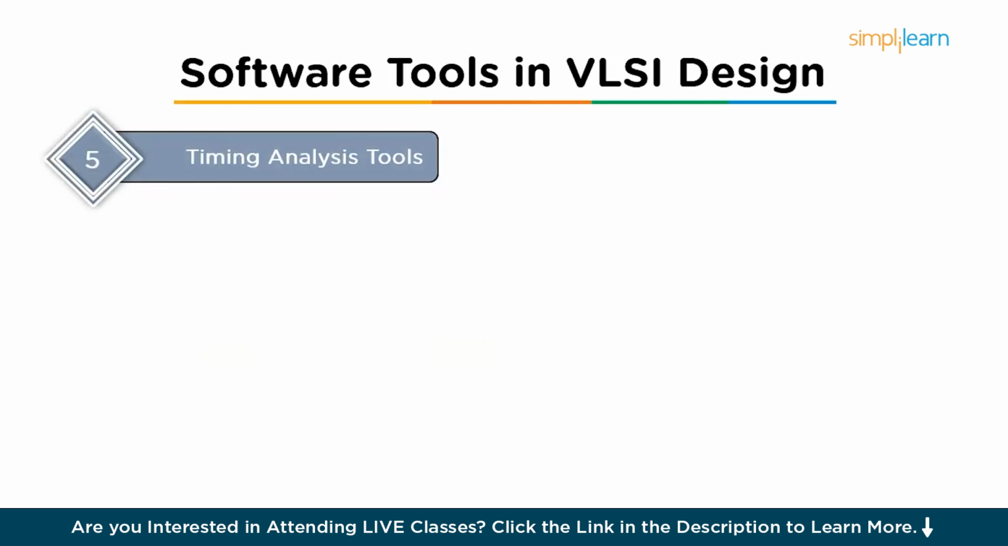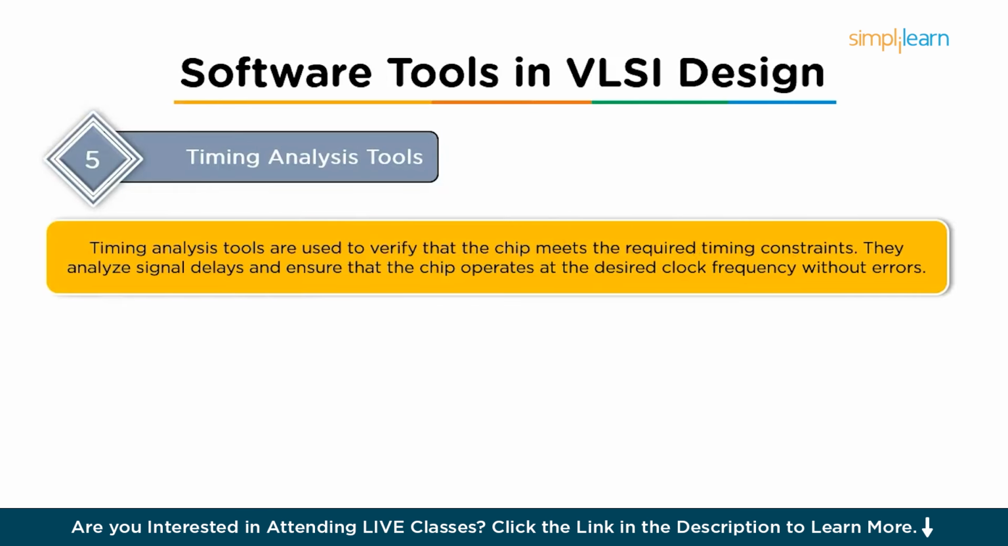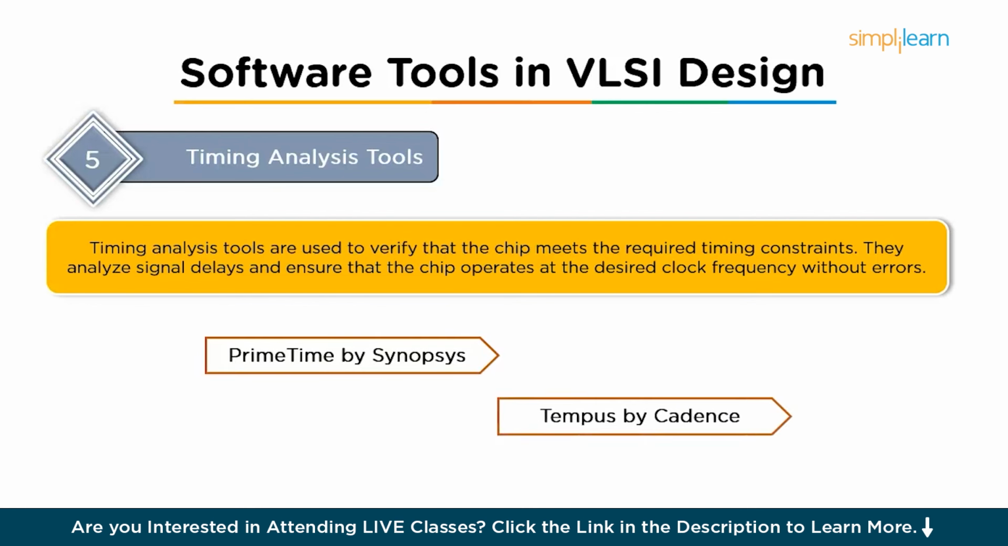Then comes timing analysis tools. Timing analysis tools are used to verify that the chip meets the required timing constraints. They analyze the signal delays and ensure that the chip operates at the desired clock frequency without errors. Examples are PrimeTime by Synopsys, Tempus by Cadence.